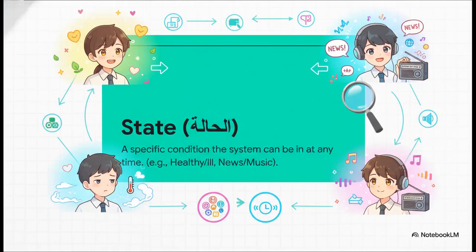So, to build one of these models, we need what are called states. And a state is just a specific situation or condition that your system can be in. Super simple, right? For instance, a person can be in a healthy state or an ill state. A radio listener could be in a news state or a music state. These are the fundamental building blocks.